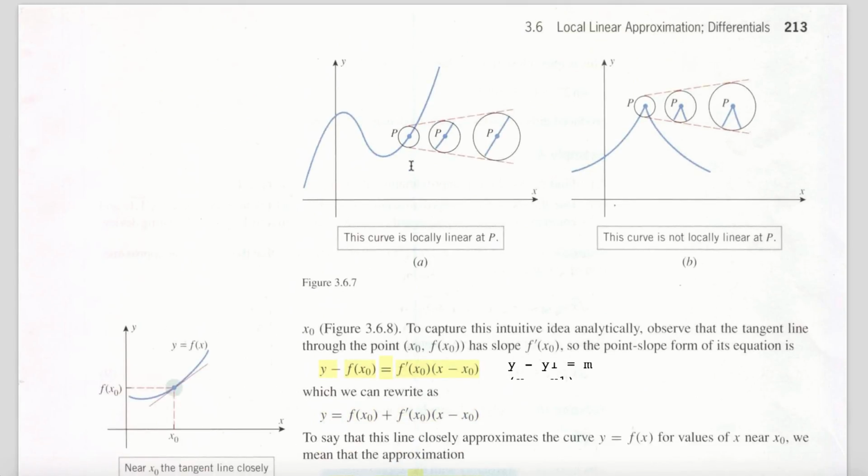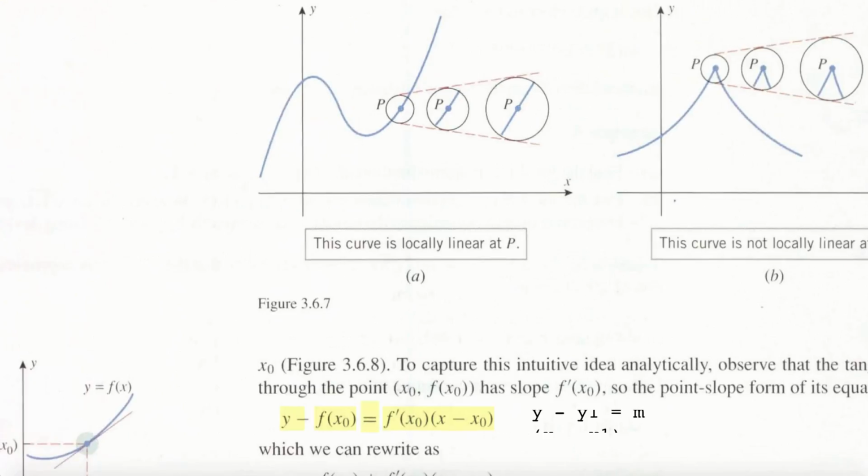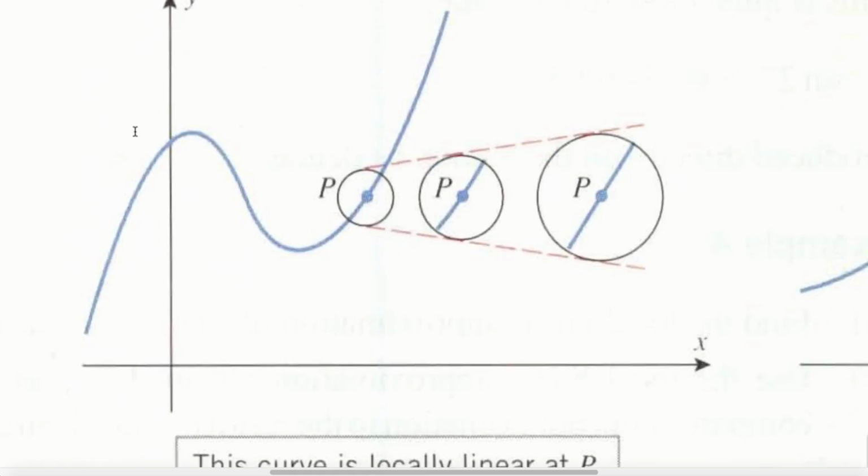So, for example, here is a point p where it's differentiable. And as we continue to zoom in and magnify this region right here, it looks less and less like a curve and more like a straight line. And this is what we mean by locally linear.